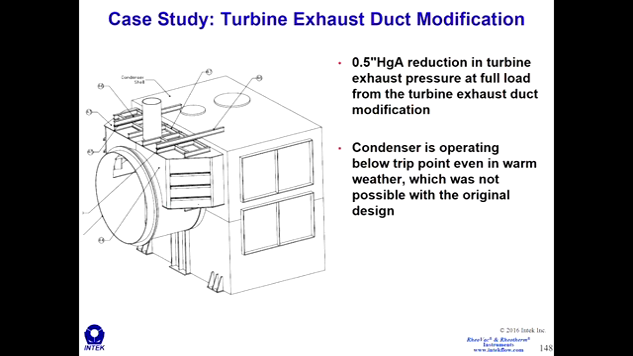We implemented a turbine exhaust duct modification to increase this area and reduce that differential pressure across this turbine bypass pipe. And so we lowered the turbine exhaust pressure by 0.5 of an inch by implementing this design. And now with all the changes that we made in this particular condenser, the condenser is operating below the trip point, even in warm weather, which was not possible with the original design.